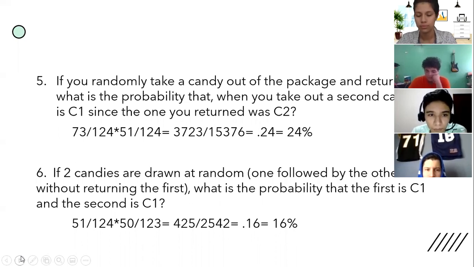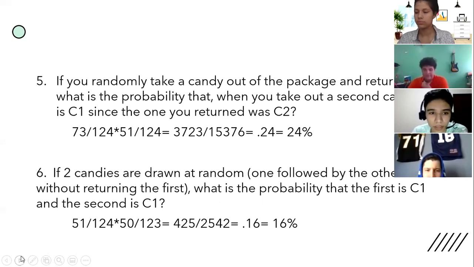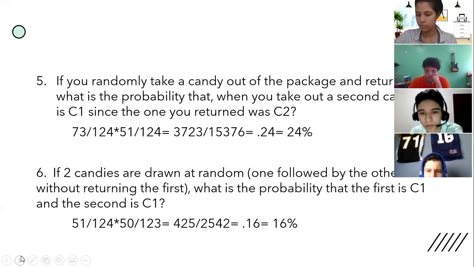The fifth problem says, if you randomly take a candy out of the package and return it, what is the probability that when you take out the second candy, it is C1, since the one you returned was C2? So we did the same as in the last problem. We multiply 73 over 124 by 51 over 124, and that gave us 0.24 or 24%, which is the same as the last problem.